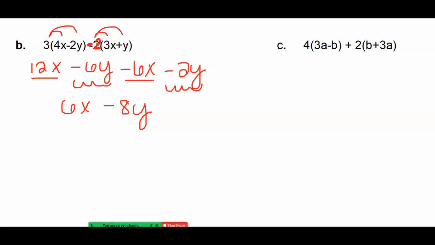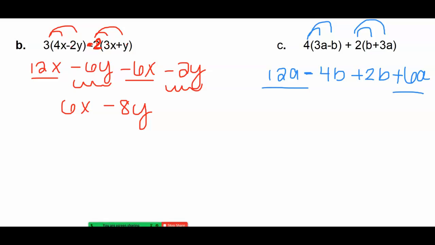And in C, distribute the 4. So you get 12a minus 4b. Distribute the 2: plus 2b plus 6a. Group your a's. Group your b's. 12 plus 6 is 18a. Negative 4 plus 2 is negative 2b.